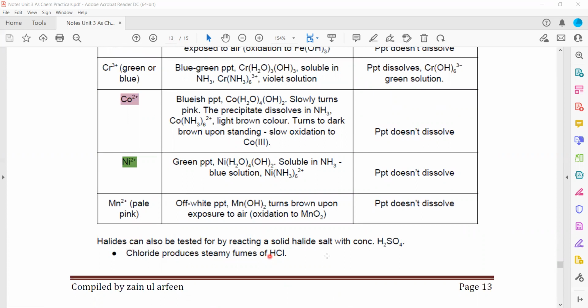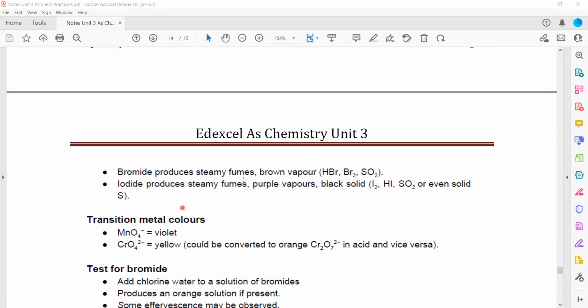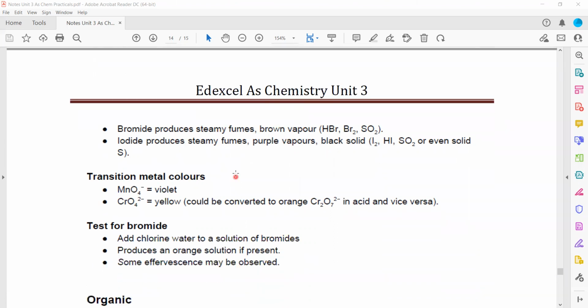Then halides can also be tested by reacting a solid halide with concentrated sulfuric acid. The chloride produces steamy fumes. Bromide also produces steamy fumes and a brown vapor. And iodide produces steamy fumes and purple vapor.